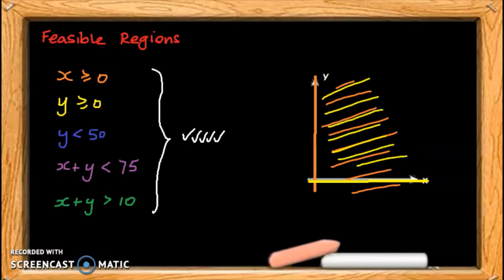The next one, for y to be less than 50, means I'm going to draw a line at the point of 50 on the y-axis. So let's make a point here. But you'll notice this one is less than, it doesn't equal. So that means it's the area under here.